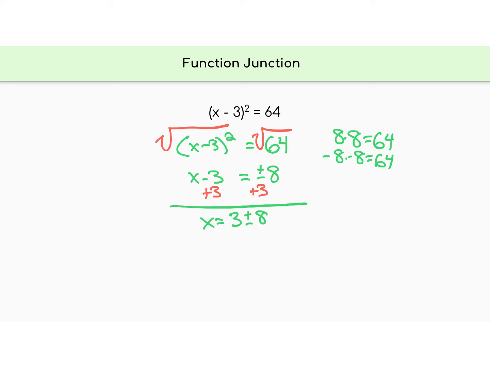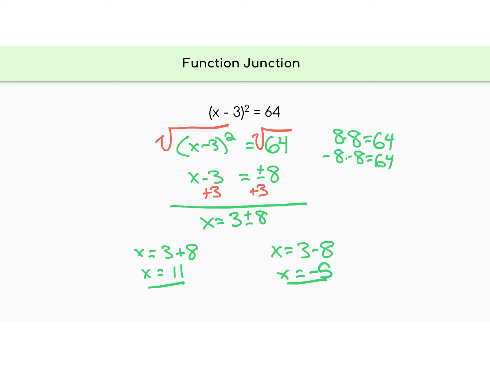So the first solution we have is using the plus. So x is going to be equal to 3 plus 8. And we know 3 plus 8 is equal to 11. There's one of our solutions. Now we also have another solution, which is going to be the minus. So x equals 3 minus 8. And 3 minus 8 is negative 5.